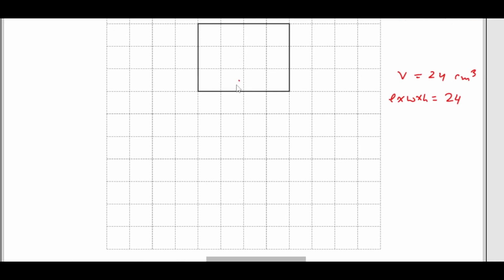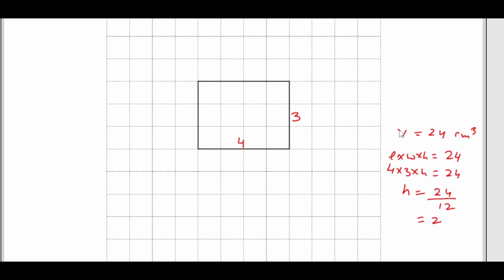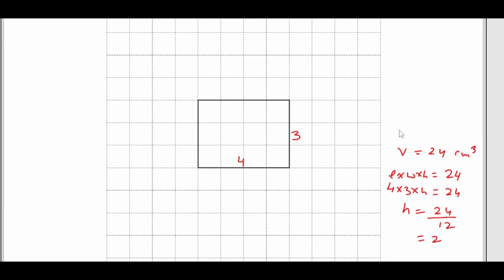This length here is 4. You see these are the 4 squares and 3. So length times width 4 times 3 times height, it is 24. So from here we get height as 24 over 12, which is 2. So we are getting height of 2. So we have length now 4, width is 3 and height is 2.